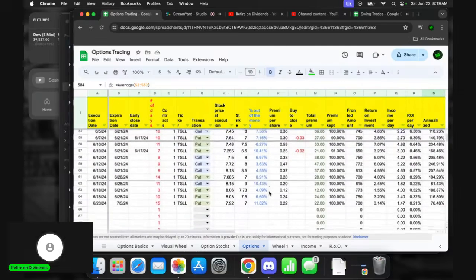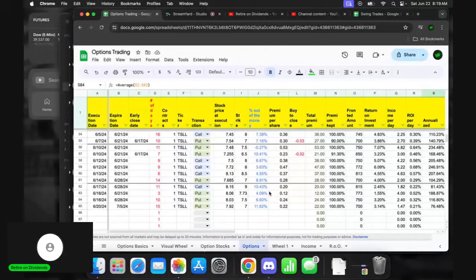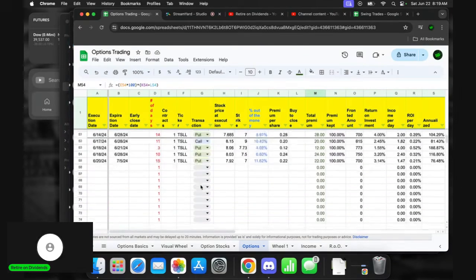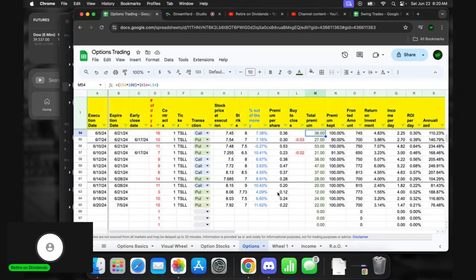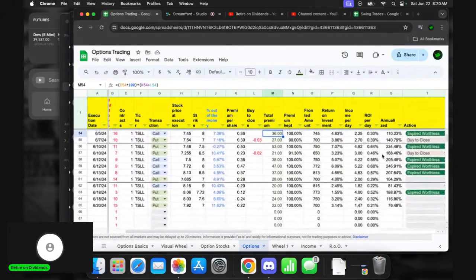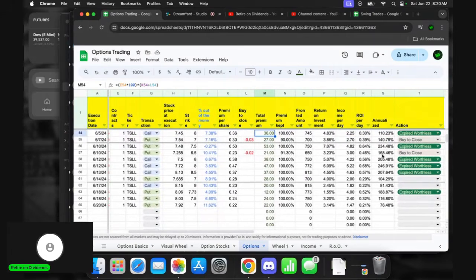I'm going to go down the line real quick. So on 6/21, I had an $8 call right here, right? I sold this on June 5th. I got $36. So for this to actually get assigned and I'd have to sell my shares for $8, TSLL would have to close yesterday, the 21st, above $8. TSLL closed at $7.97. So since it was below $8, this contract expires worthless. So if you look at action in column T, it expired worthless.